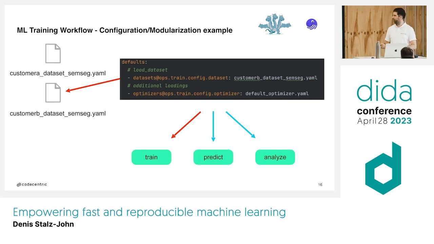So if I now have things which are often reused, for example, optimizers. I have different optimizer files, and they only need to be parameterized once and can be loaded from different machine learning experiments. That makes it a very convenient way to have a good overview of which configurations you have.